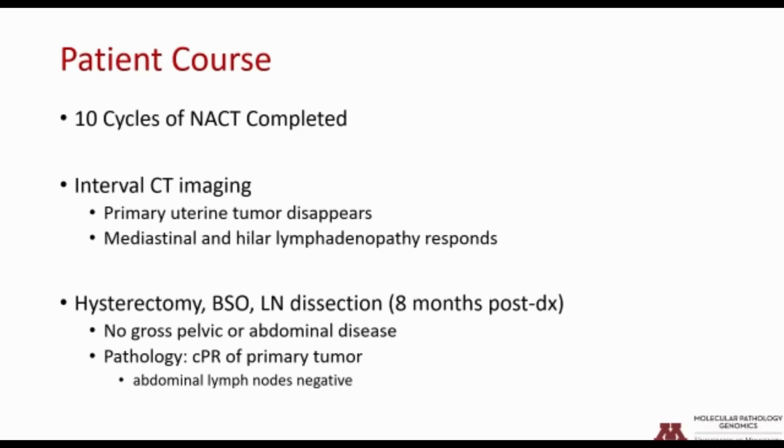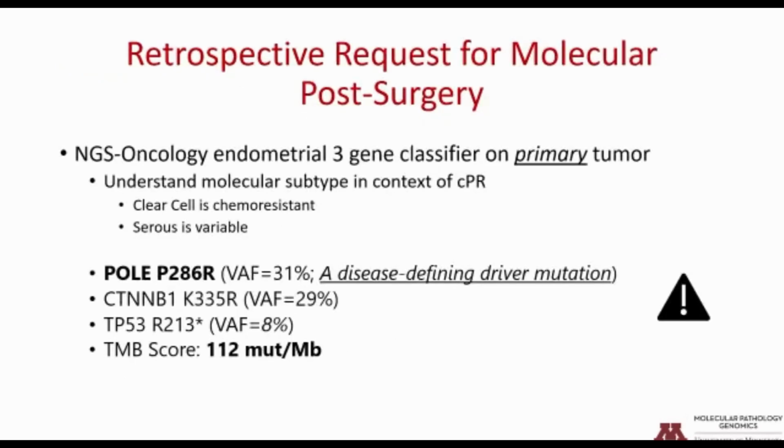After 10 cycles of NACT, they did interval CT imaging. The primary uterine tumor completely disappeared, and we'll talk a little bit about why that is in a moment. And also that lymphadenopathy within the mediastinum disappeared as well. Actually, I shouldn't say disappeared, but it showed a remarkable response. And so they proceeded with a hysterectomy, BSO, and lymph node dissection. This is 8 months post-diagnosis, after the NACT. The pathology report showed that there was no gross pelvic or abdominal disease from the operative report, and then the pathology showed a complete pathologic response to the primary tumor. All the nodes were negative. And so this was a little bit odd.